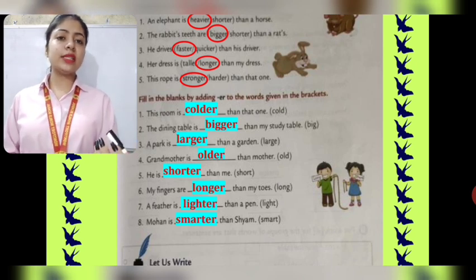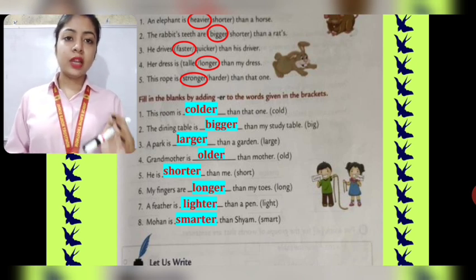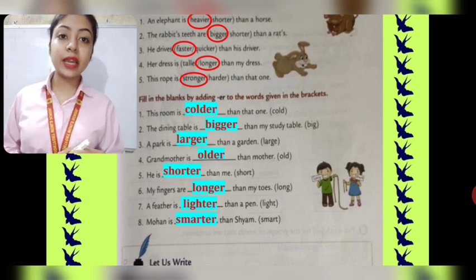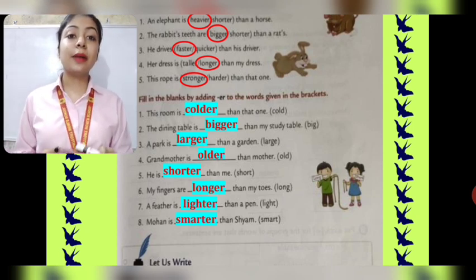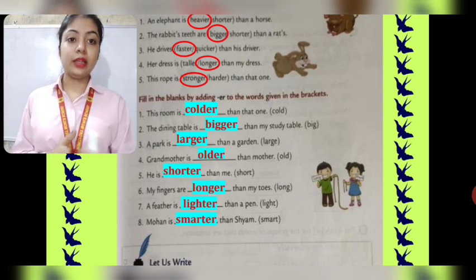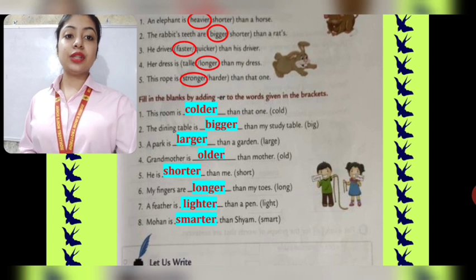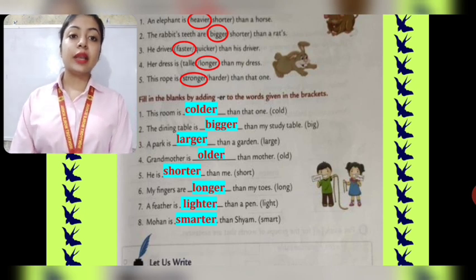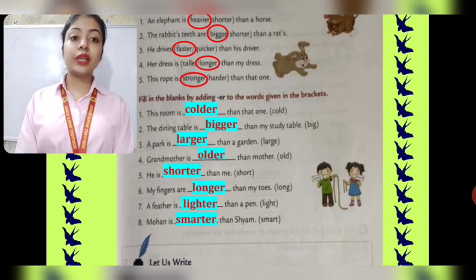Students, what does this ER show you? Large, you know, large is a describing word. But when we are adding ER at the last, it becomes the comparative describing word. That we are doing now, the comparison. Park is larger than a garden. Fourth, grandmother is older than mother. Fifth, he is shorter than me.